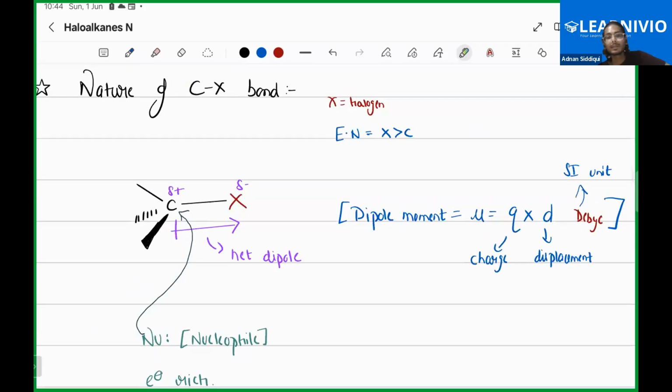Dipole moment is the net charge displacement from a less electronegative to a higher electronegative element, where we will show the dipole from low density to high density. And this dipole moment is nothing but charge into displacement: the charge on the negative atom into the distance by which it is separated from the other atom, right?